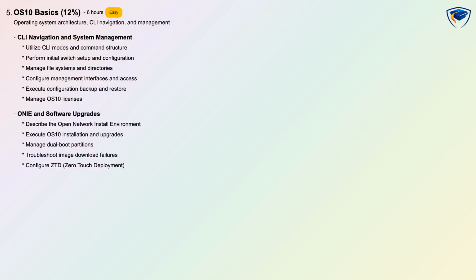OS 10 basics is 12% of the exam, is easy in difficulty, and requires about 6 hours of study with both conceptual and scenario-based items. You will navigate the OS 10 CLI, perform initial switch setup, manage file systems and backups, and configure management interfaces and licenses. You will also learn ONIE concepts, perform OS 10 installation and upgrades, manage dual boot partitions, troubleshoot image failures, and configure zero-touch deployment for automated rollouts.